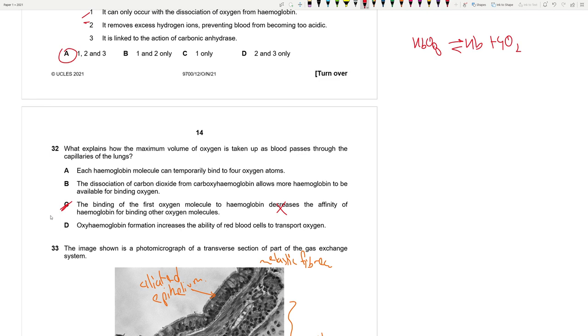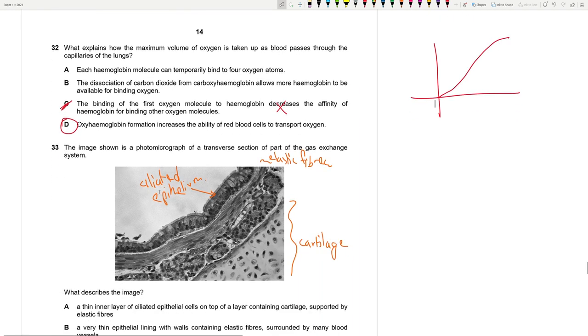Oxyhemoglobin formation increases the ability of, yes, that is the sigmoid shape. Basically, after one hemoglobin binds to one oxygen molecule, it becomes easier for the second molecule to bind, and so on. Now, this actually helps in the pickup of oxygen. Remember that, really important.